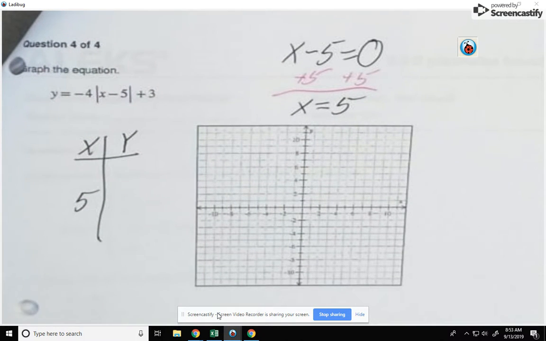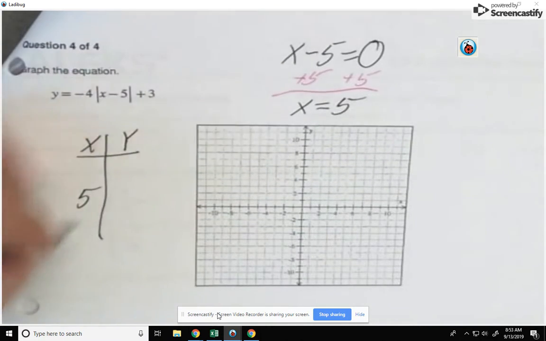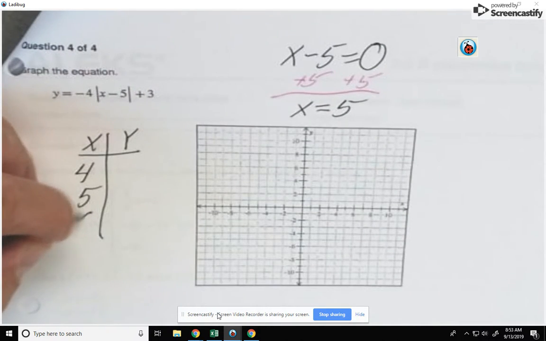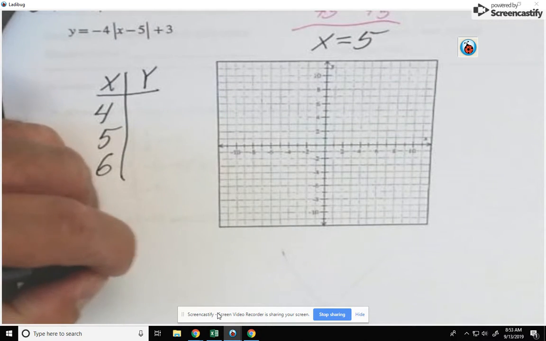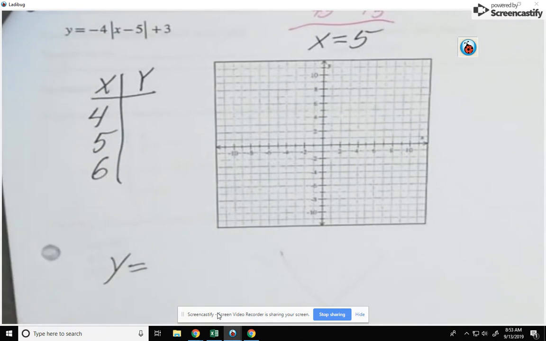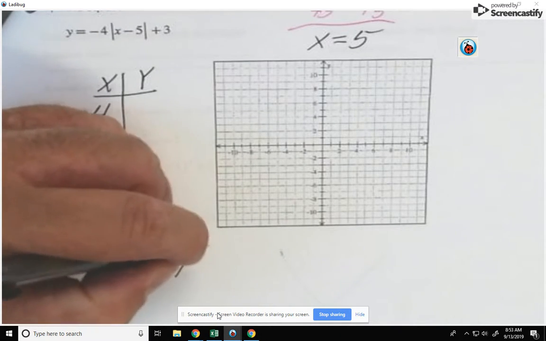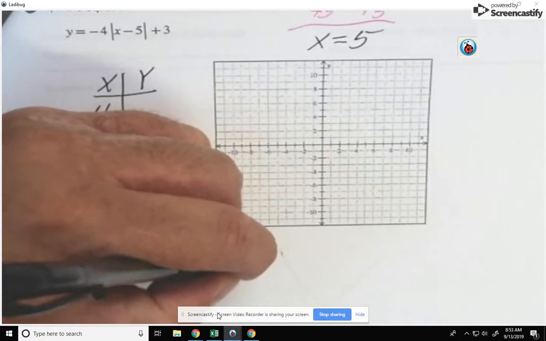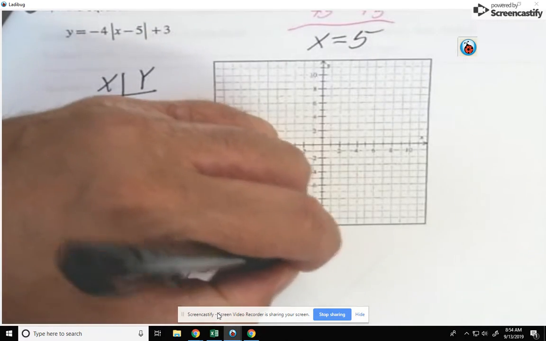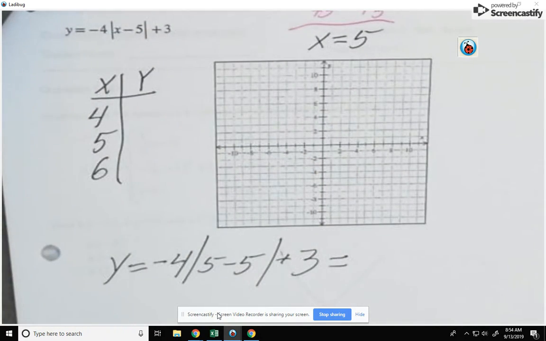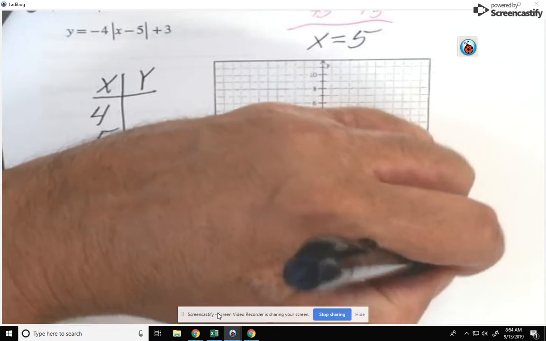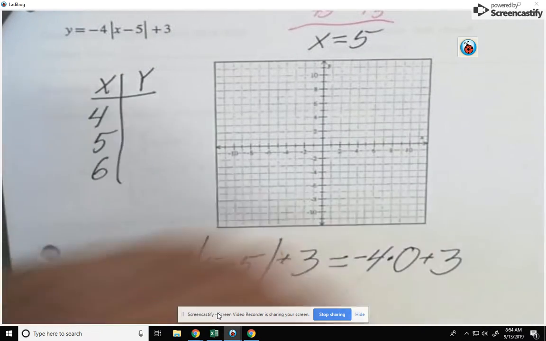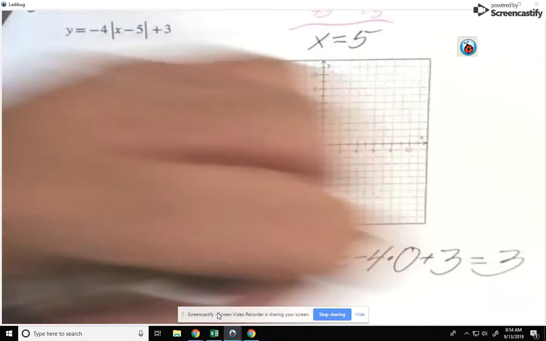And just like we did with the other ones, we go 1 to both the left and right of our center point to get our other two X's. So this would give us 4 and 6. So now to get our Y's, we just plug it in. So if I want to figure out what my Y is for 5, I get negative 4 times the absolute value of 5 minus 5, plus 3. Okay, so this will give me negative 4 times 0 plus 3, which of course gives me 3.